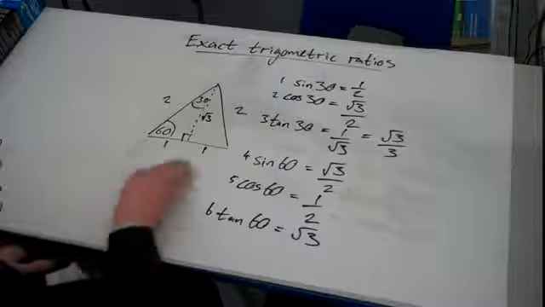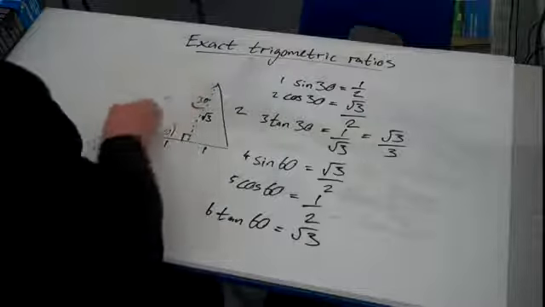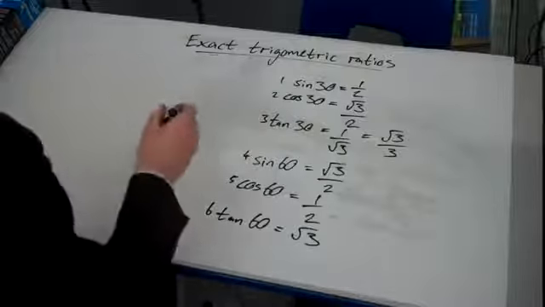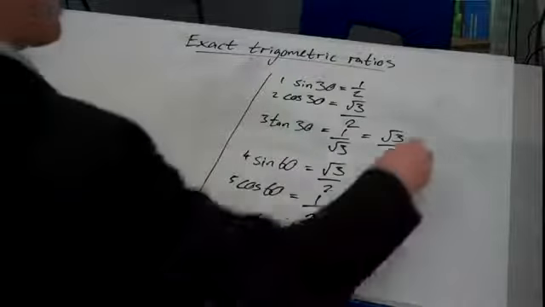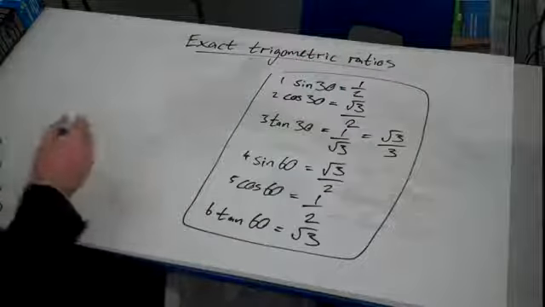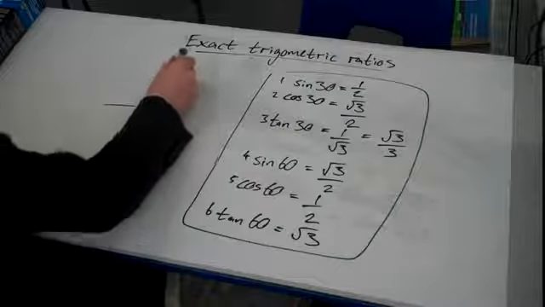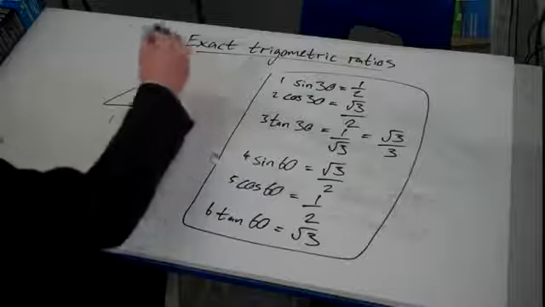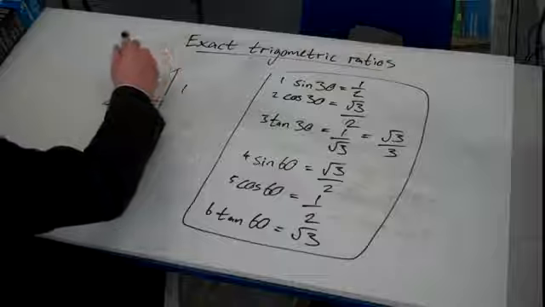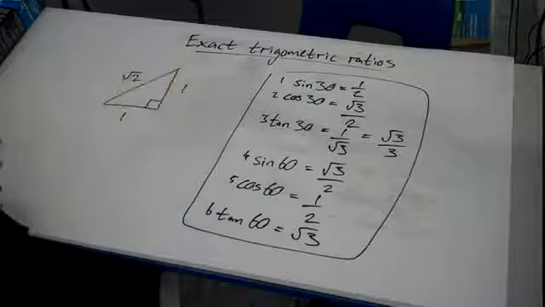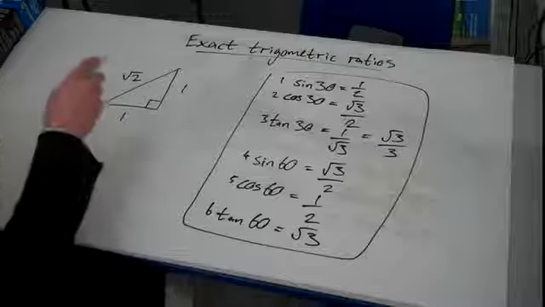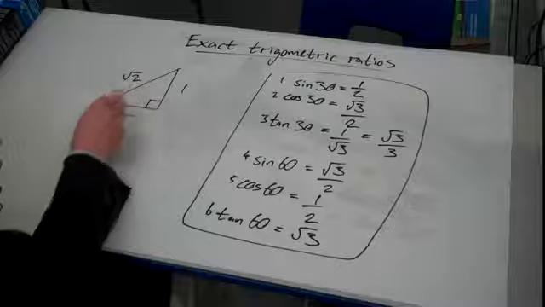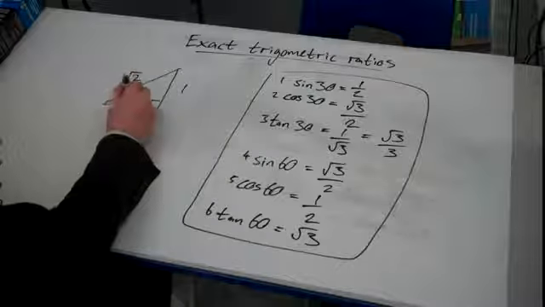There is another set of exact ratios that we need to know about that come from a different triangle, not from the equilateral triangle. Now if we draw a second triangle, this time we're going to draw an isosceles right angle triangle that's side length 1, and the hypotenuse is square root of 2. You get that from Pythagoras if you're not sure. Because it's an isosceles triangle, these two angles must be the same, and they must add up to 90. So they're both 45.